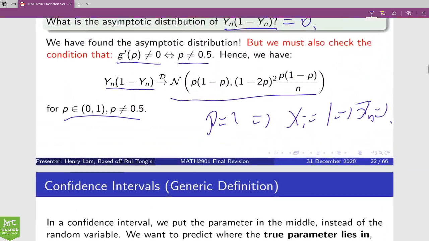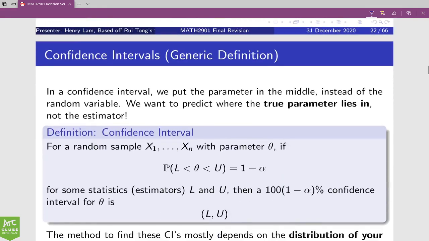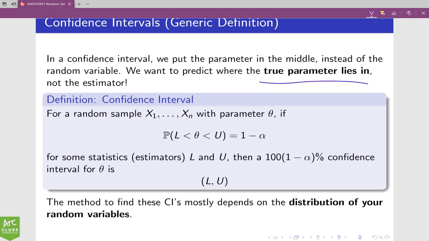Now we move on to confidence intervals. The idea of confidence intervals is that so far, up to now, we just talked about estimators of random variables. We didn't really mention the true parameter itself. The idea of a confidence interval is that we want to establish some sort of range in which our true parameter would lie with a given probability, because we want to know the true parameter. And the way we'll do it is we'll base it on our estimators, so some statistics.